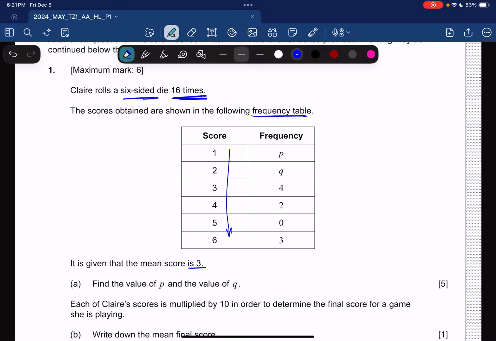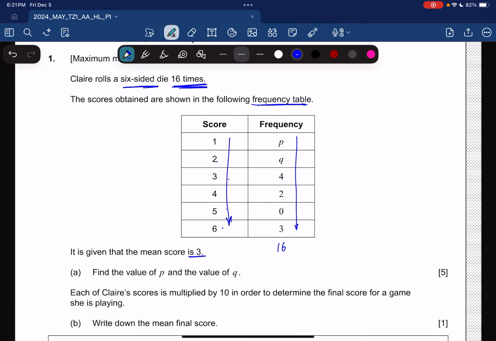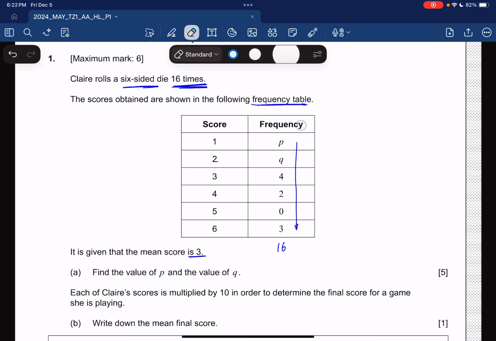So that means that the frequency should be the number of times that I actually got the score of 1. When I roll the die, I got 1 appearing P times. When I roll the die again, Q times, I got 2. And when I rolled it 4 times, I got 3, and so on and so forth. So when I roll the die again and again, up until 16, the sum of all of those data should give me 16. I'm going to erase all of this.